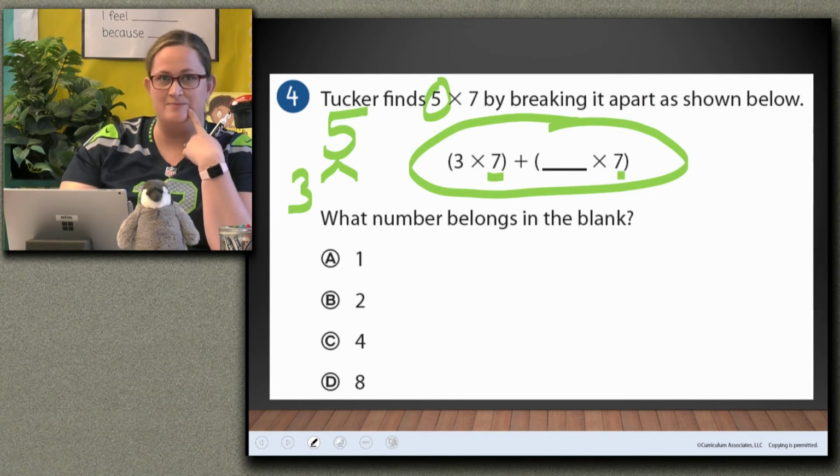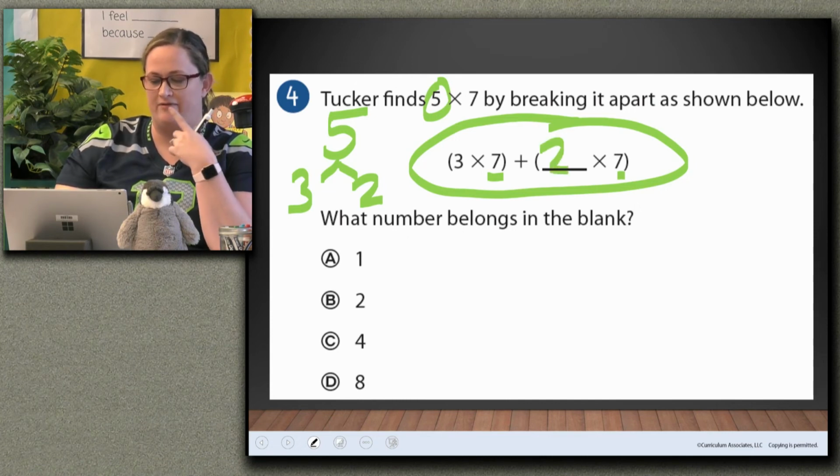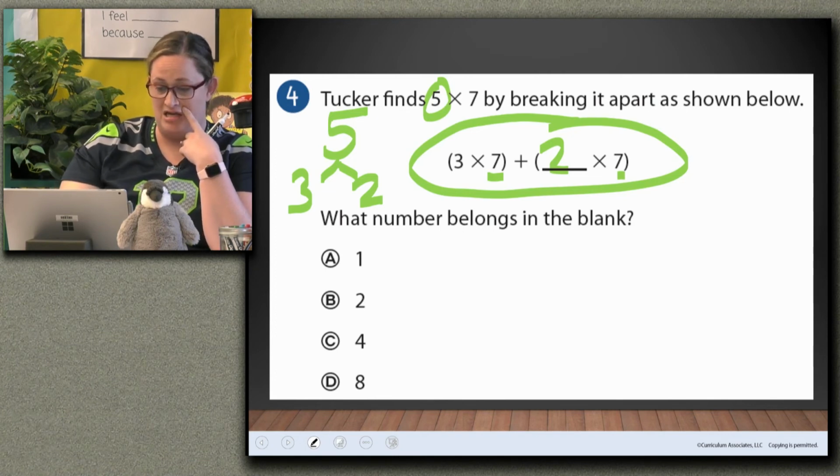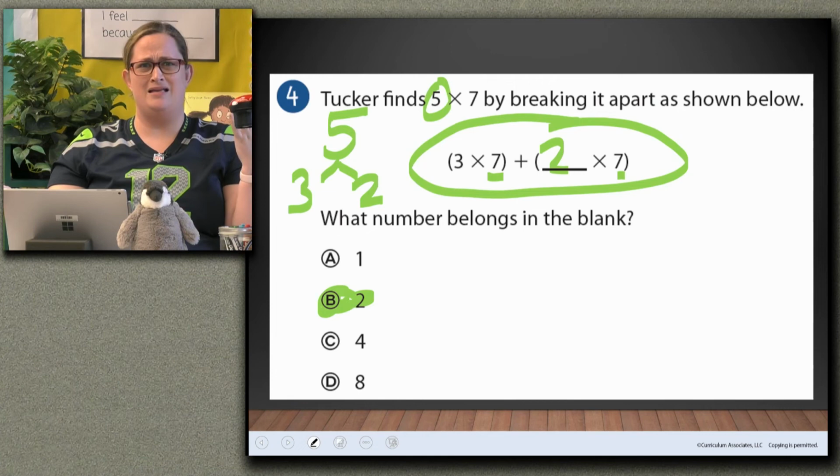2, because 5 is made of 3 and 2. So 3 times 7 plus 2 times 7. So which number belongs in the blank? B, 2. 1, would that make sense? 4, would that make sense? 8, would that make sense? No.